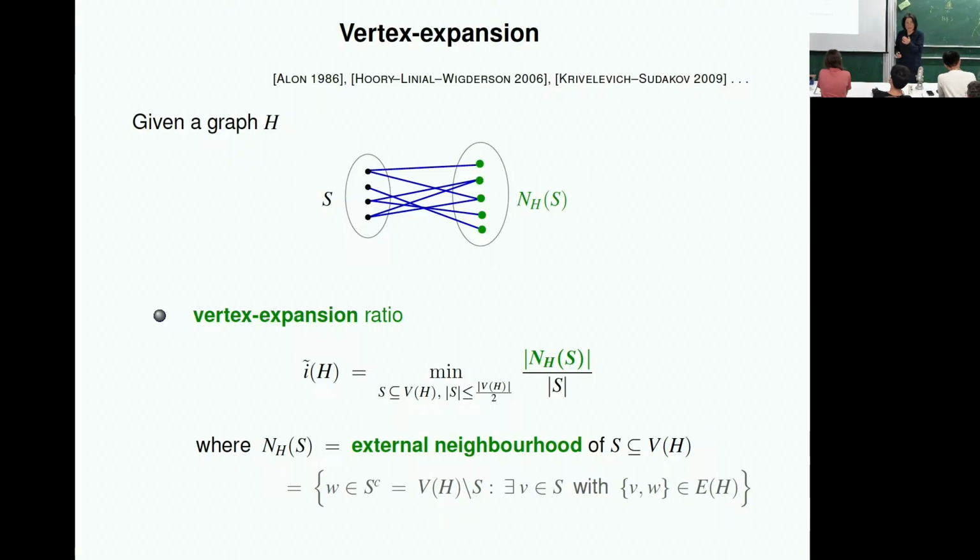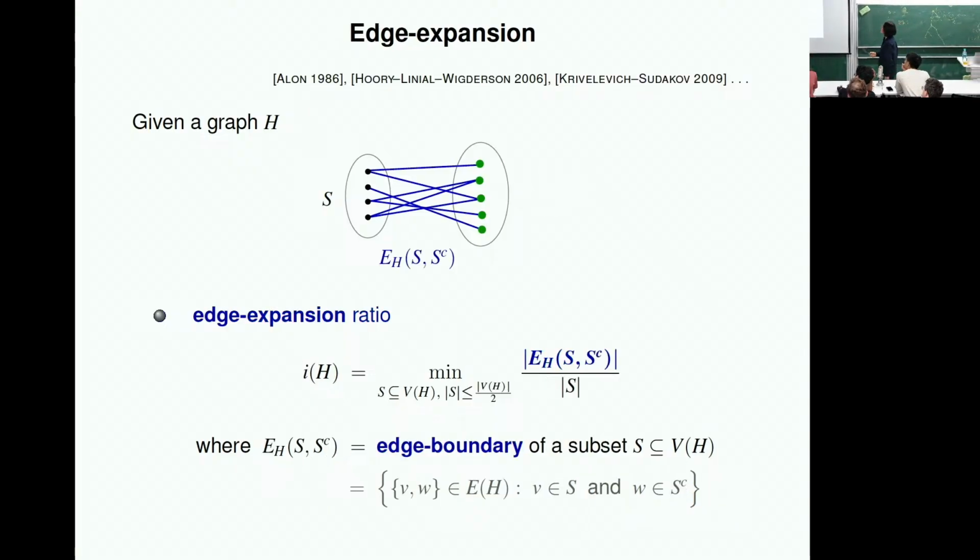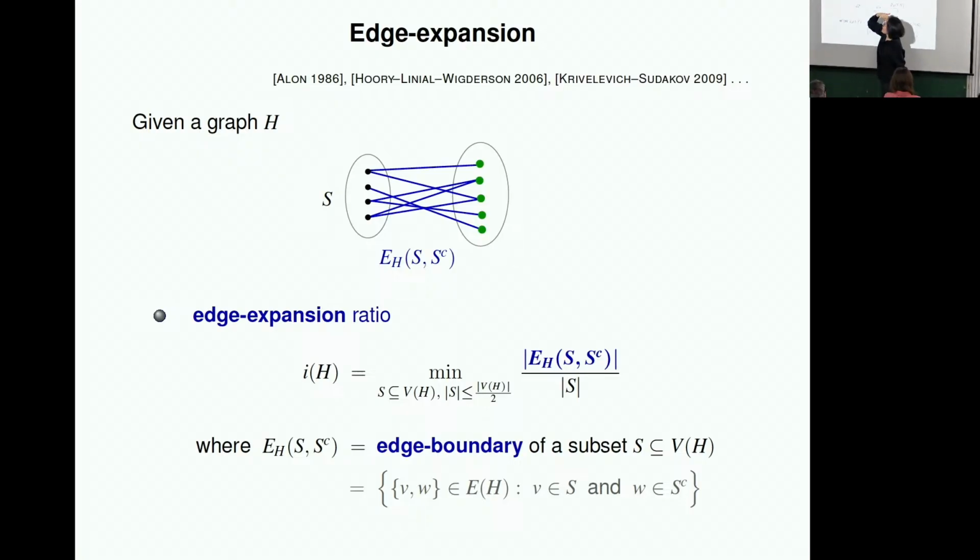Then there is also the edge expansion property. So the edge expansion ratio, what is that? Now you look at the number of edges with one end in S and the other end in the complement. There will be these blue edges between the two, S and its complement. You look at the so-called edge boundary. These blue edges we call the edge boundary, the crossing edges. How many of them are there? In comparison to the size of the vertex set S. You look at the minimum possible, and we call it the edge expansion ratio.